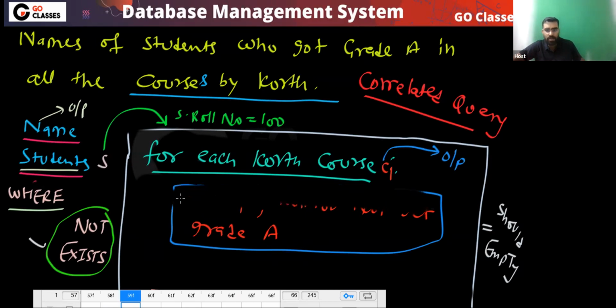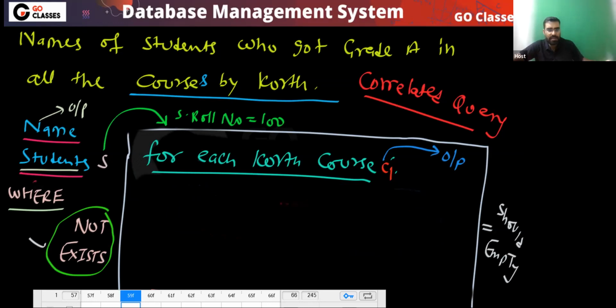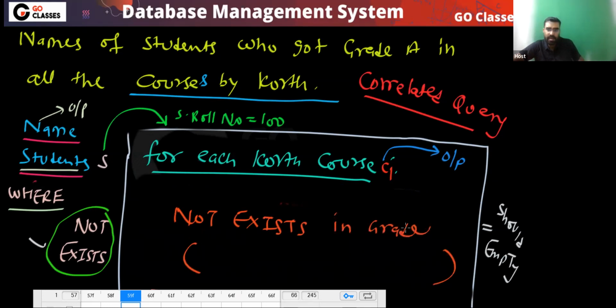This grade A entry should not exist. Okay, so for this C1, what should happen? This entry should not exist. Which entry? In the grade table. It should not exist in the grade table.